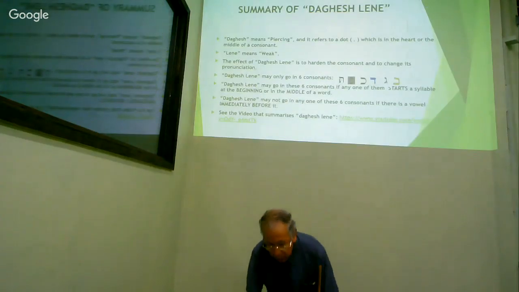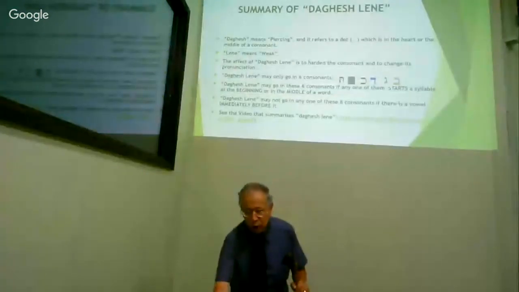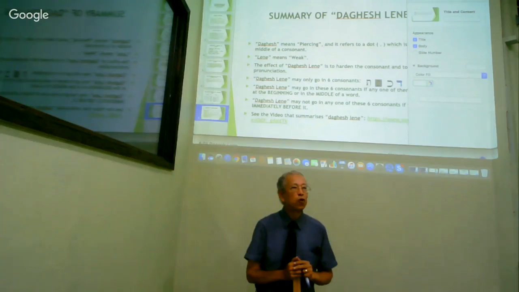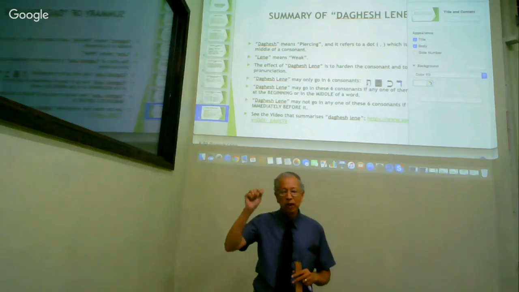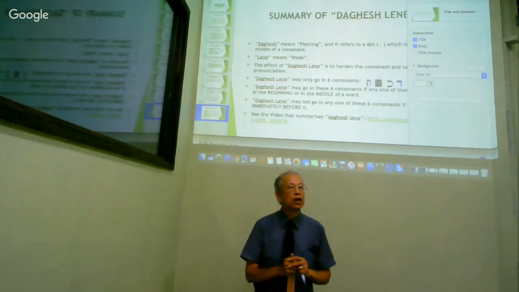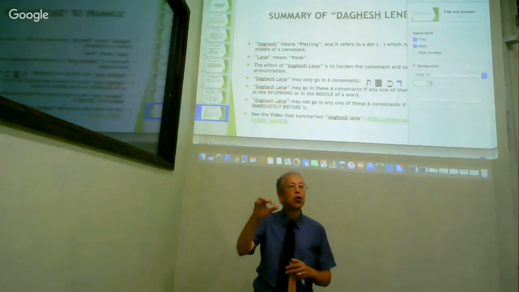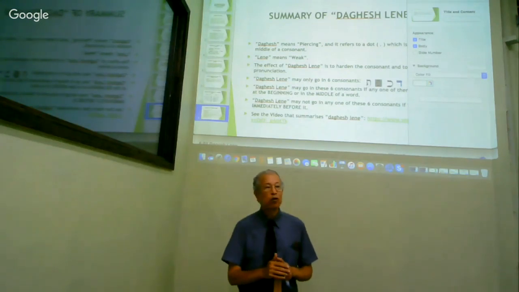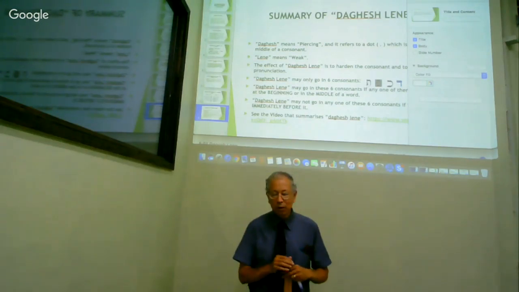Okay, so we have looked at Daghesh Lene. Now, Lord willing, next week we're going to be looking at the next lesson, lesson number 12, dealing with Daghesh Forte. Same idea, a dot in the middle of a word, but it is going to be a strong Daghesh. So strong that it causes the letter that it is in to repeat itself. It doubles the letter. So we'll be looking at the strong version of Daghesh next week, God willing.